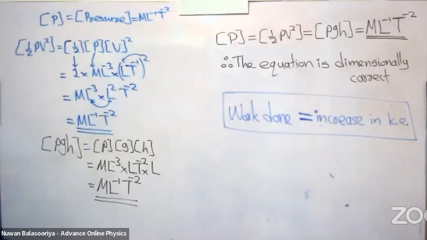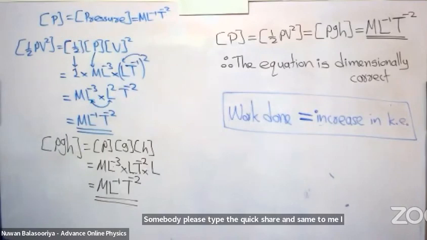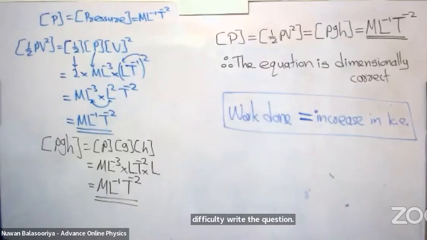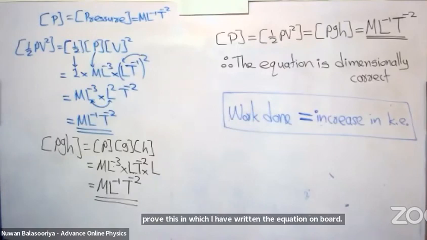Somebody please type the question and send it to the Zoom chat, because some students face difficulty writing the question. Leave some space to write the question and try to prove this equation. I have written the equation on the board: work done equals increase in kinetic energy. Try to prove it.